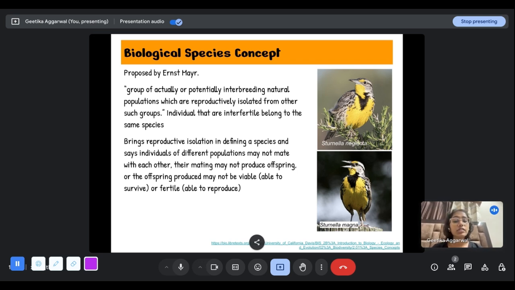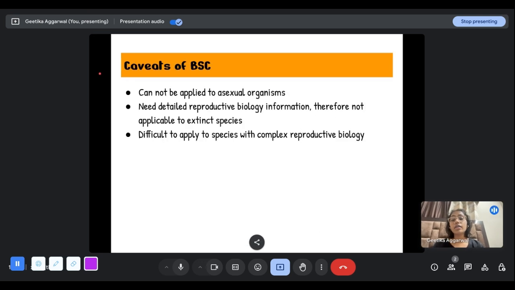And if any of this case is applicable, then those individuals are said to belong to different species. So the biological species concept, as I already said, brings in the picture the concept of reproductive isolation for defining a species. And it says that if individuals belonging to different populations are not able to mate with each other, if they can mate but are not able to produce an offspring, or if they are producing the offspring but the offspring is not viable or not fertile, then they're said to belong to different species. Again, the biological species concept comes with its own caveats.